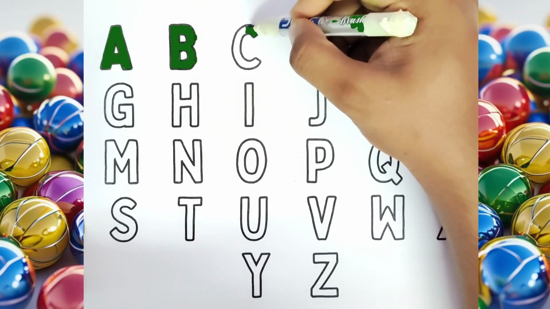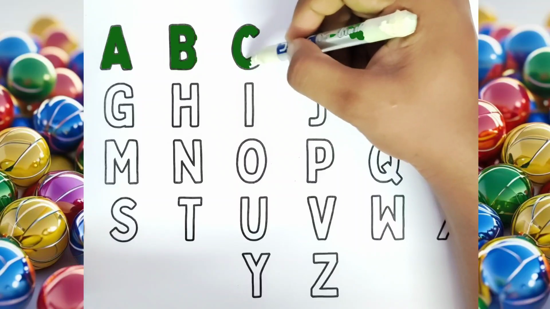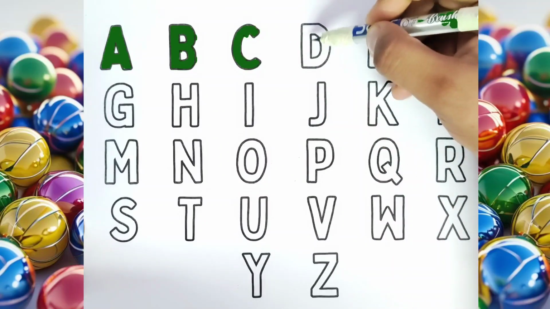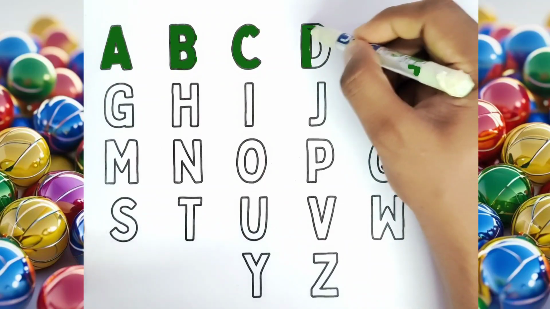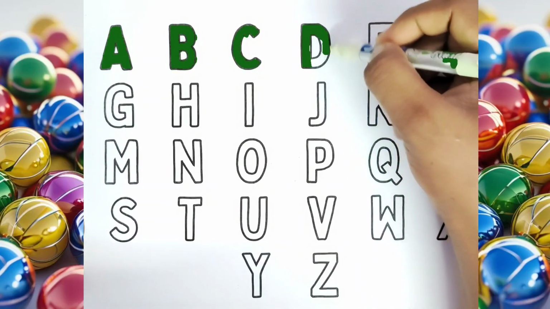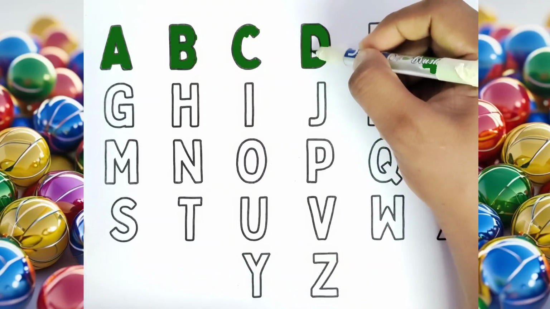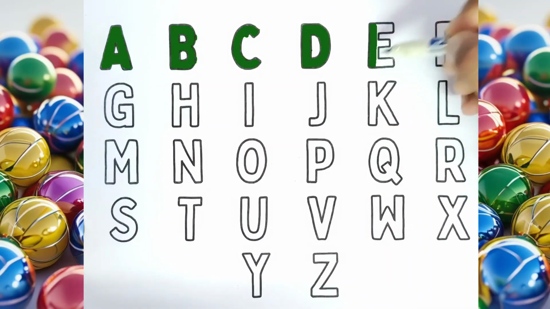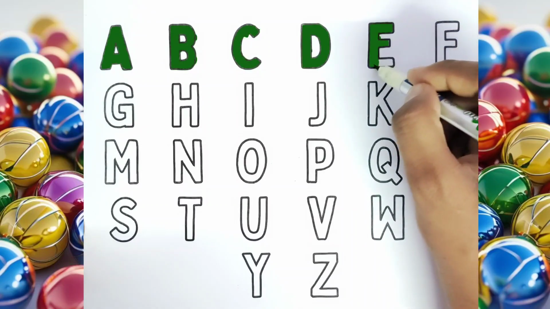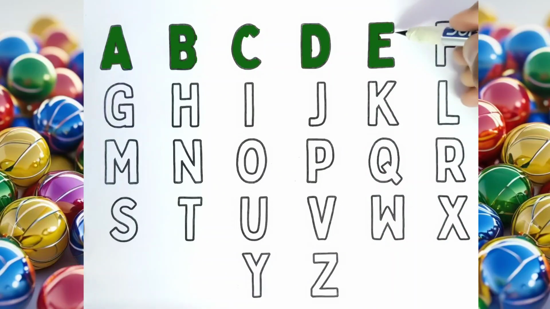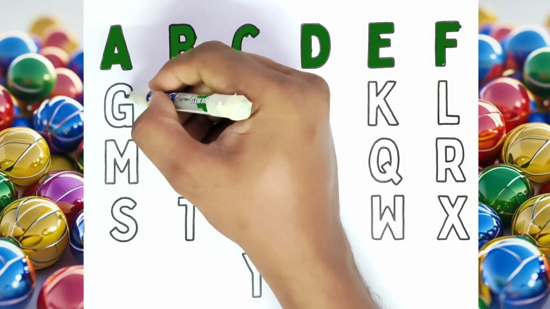C. C for cat. D. D for dog. E. E for elephant. F. F for fish. G. G for goat.